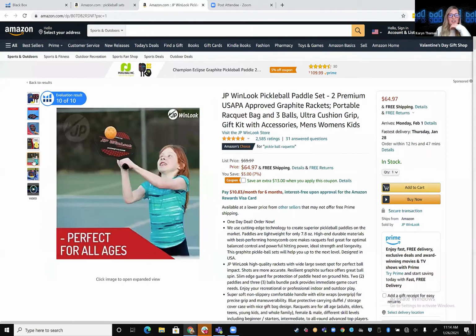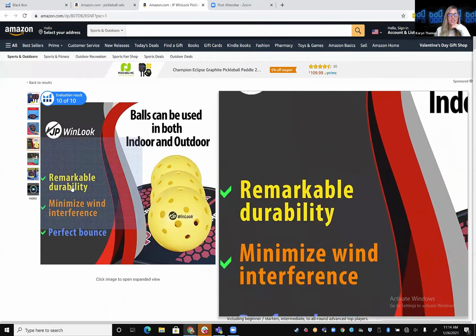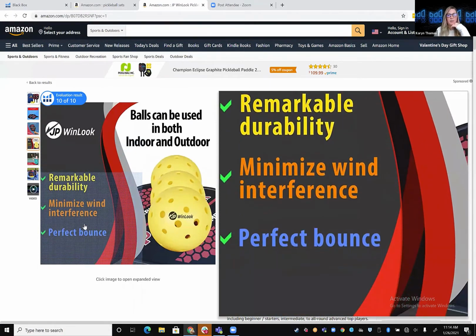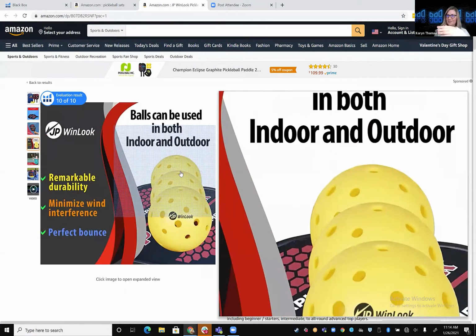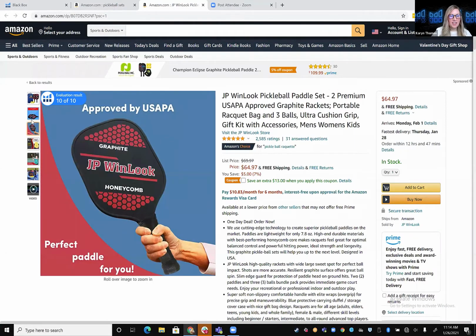I like that they show perfect for all ages. So they have a younger girl playing. They highlight some features of this. It's good durability, minimum wind interference, perfect balance. Balls can be used indoor and outdoor. Oh, there you go. You said it could be used indoor and outdoor. Perfect. So there's some good things.